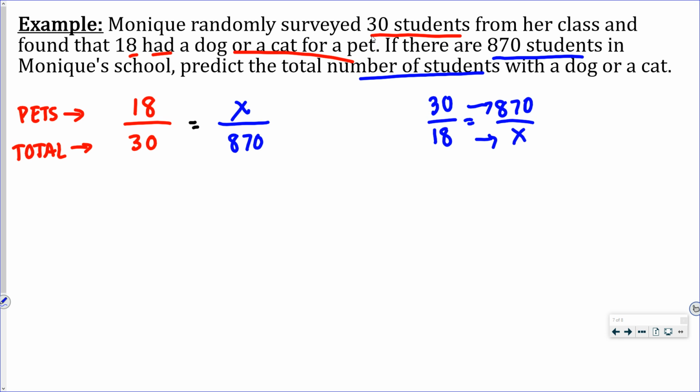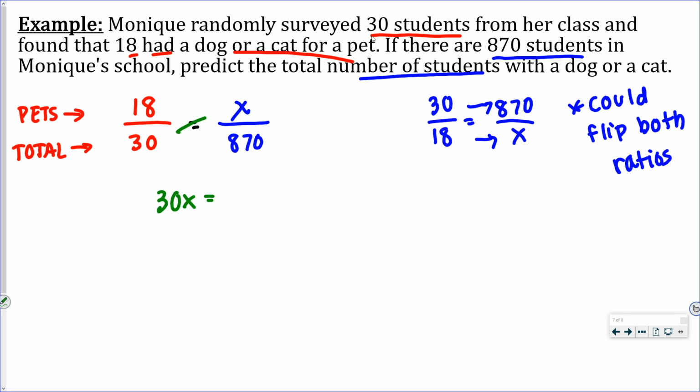That's what I'm saying, okay? As long as you get the same equation when you cross multiply, so you'll notice here we're going to do 30 times x equals 18 times 870, which I would get the same equation over there. As long as you get the same equation when you cross multiply, it doesn't matter how you set it up. They're both the same. Okay.